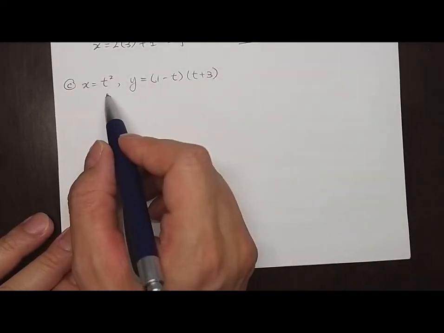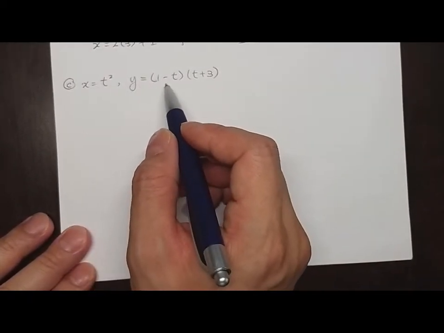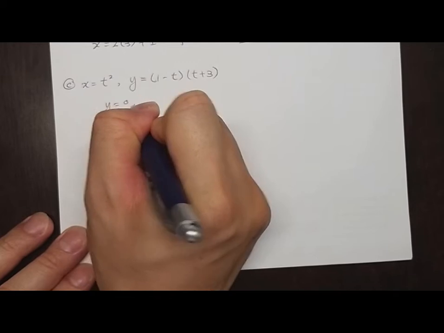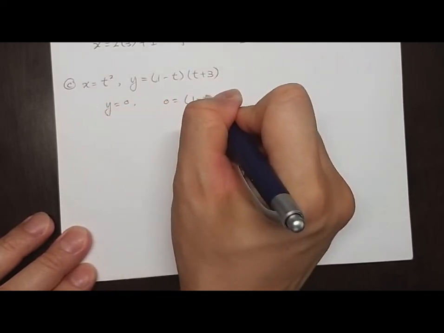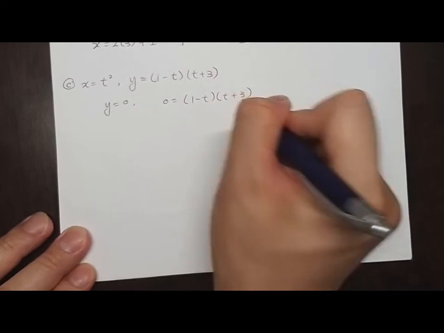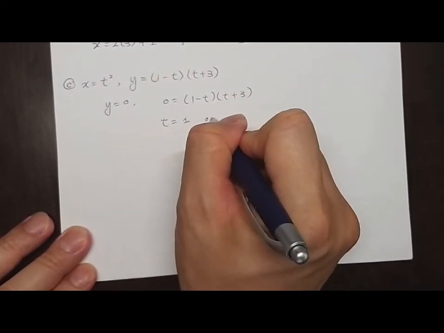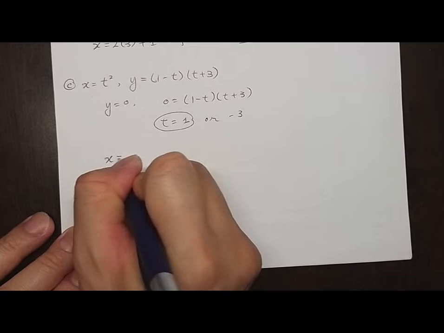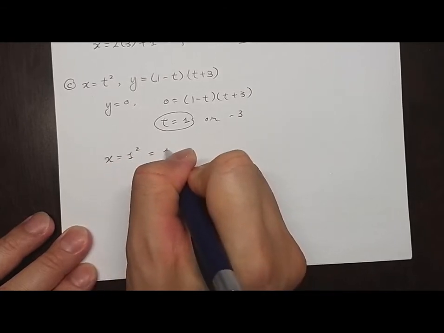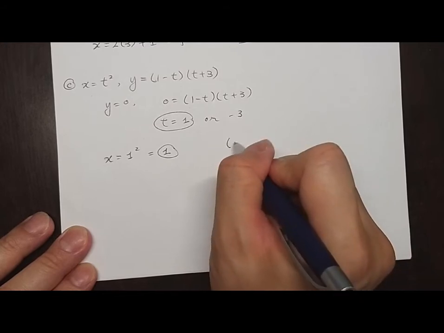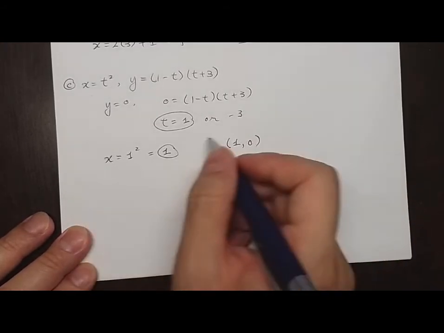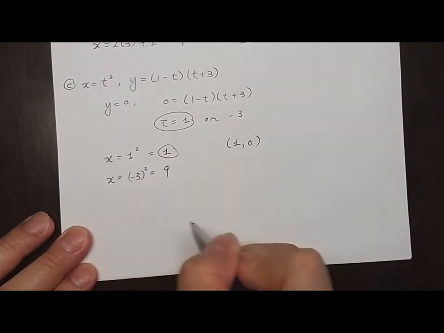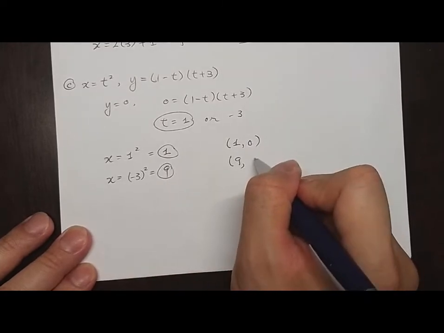And part C, x equal to t squared, y equal to 1 minus t times t plus 3. That means when y equal to 0, 0 equal to 1 minus t times t plus 3. t is equal to 1 or minus 3. We substitute t equal to 1 into this equation, so x equal to 1 squared, so x is equal to 1. One of the intercept points should be 1 and 0, and the other intercept point is when t equal to minus 3, so we got minus 3 squared, x equal to 9. Another point of intersection is 9 comma 0.